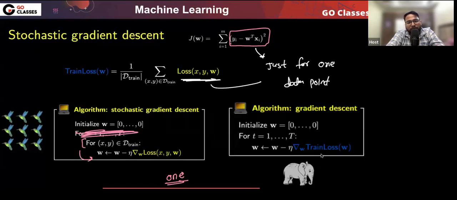Yes, you can select the point randomly, or maybe you can go in an iterative fashion, in the sense that first point, second point, third point. Again, there are different versions. You can select randomly, and call it randomized stochastic gradient descent. The general idea is that we will be updating on one point. How you select the point is up to you. But yes, we are selecting one point. That is what stochastic gradient descent is saying.